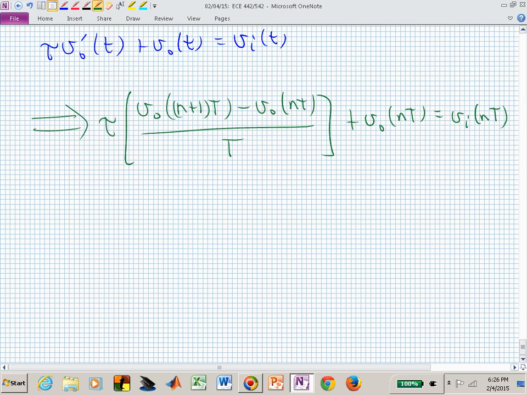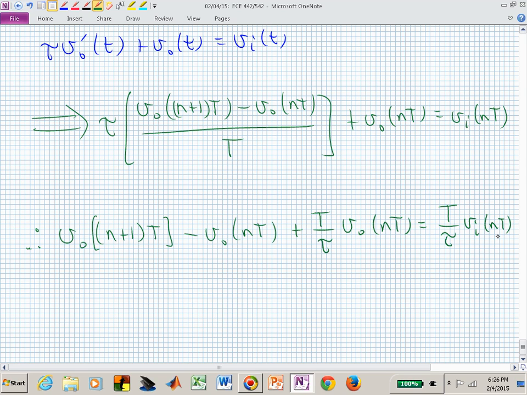Let me clean up that tau over T by multiplying through the inverse of that. And I can now say that I have v naught of (n plus 1)T minus v naught of nT is equal to, oh, let me not do that yet. Let me keep the v naught over here, plus capital T over tau v naught of nT equaling capital T over tau v sub I of nT.